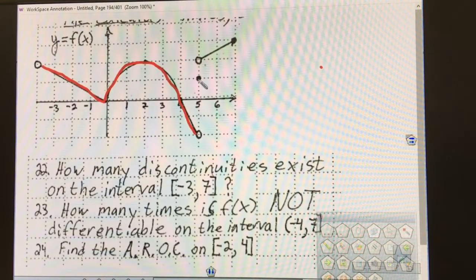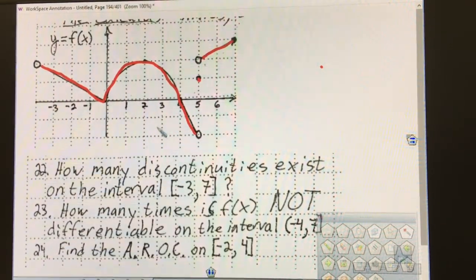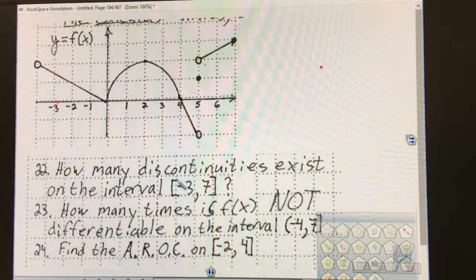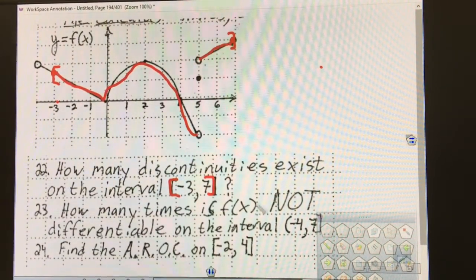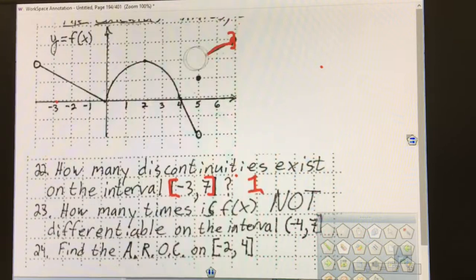Right about here, I have to lift my pencil at x equals 5 to continue the drawing. So in this case, from negative 3, starting there, all the way to 7 over here, there's going to be one jump discontinuity.